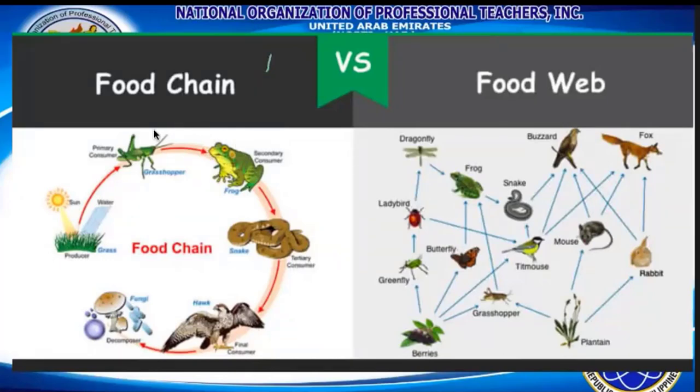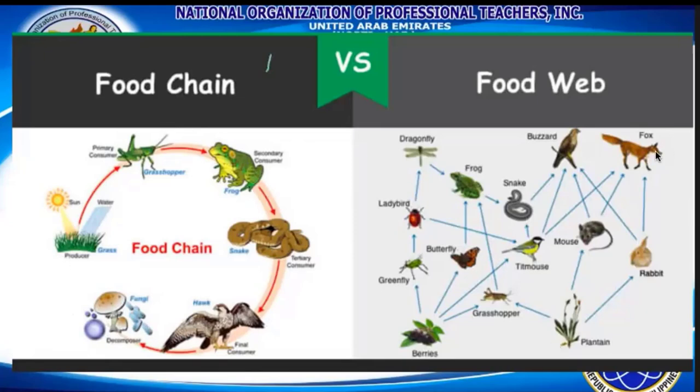Tapos, si frog, kinain niya si grasshopper. Pero hindi na yung buong energy from producer ang nakain ni frog. Pakonti ng pakonti. So, si snake, kinain naman niya si frog. Si hawk, kinain niya si snake. Then, namatay si snake, kinain ng decomposers. So, yung one chain na yan, we call it food chain.